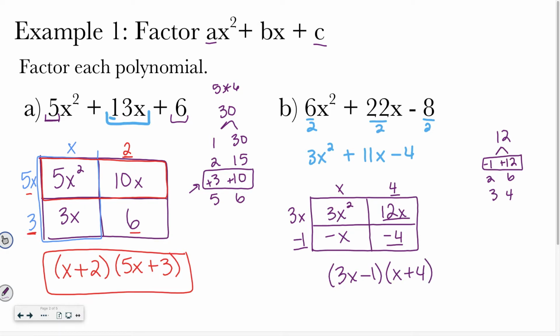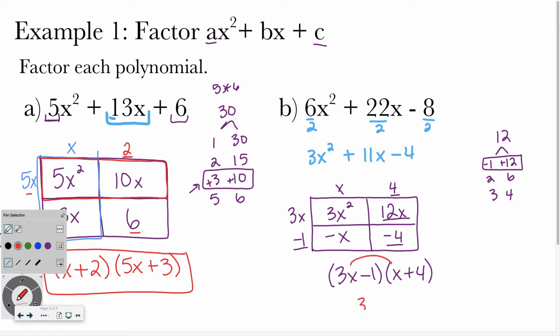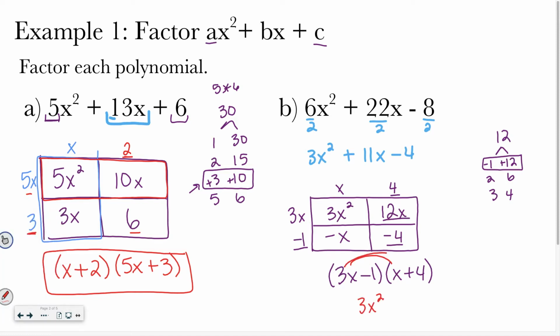And if you ever want to check this, it's really easy. We just use what we learned in chapter 7, and we can FOIL. So I can say 3x times x is 3x squared. 3x times 4 is 12x. Negative 1 times x is minus x. Negative 1 times 4 is negative 4. And if I simplify, I only have one x squared term. 12x minus x is 11x. And then I only have one constant. So I have 3x squared plus 11x minus 4.